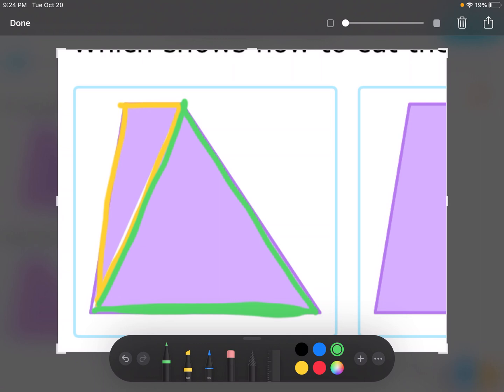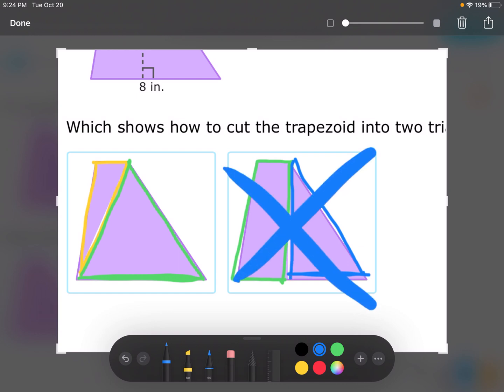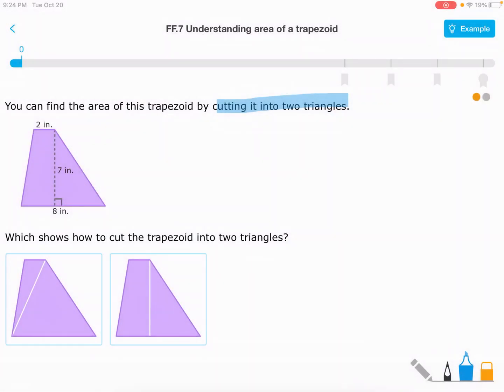Okay, so that looks pretty good. The second example, however, has formed what looks to be a parallelogram and a triangle. So that's not what the directions asked us, so we're not going to go with this one. We're going to go with the one that has been split into two triangles.